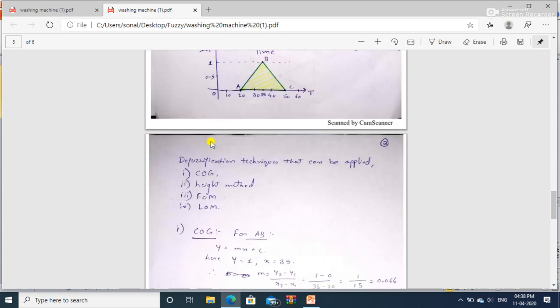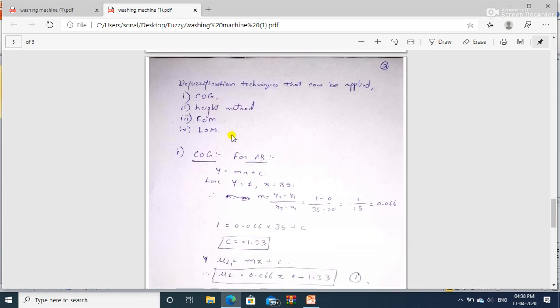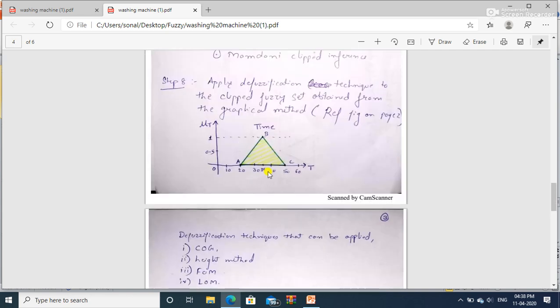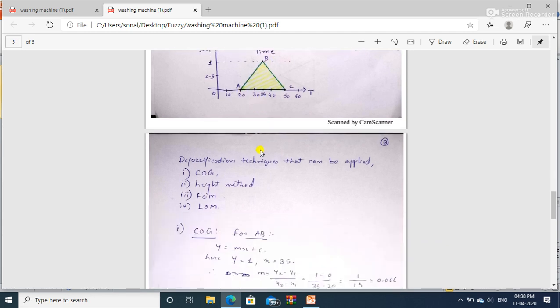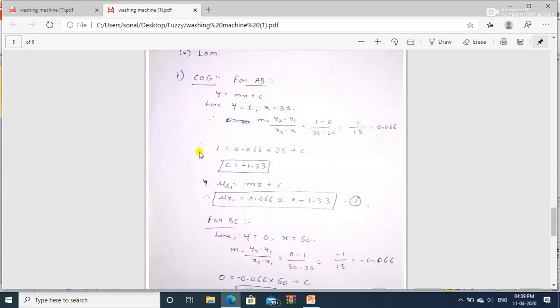So we can see here this is the triangle which has been selected, and then we have applied the center of gravity method for this. For AB, first, this section, we have considered a straight line equation y = mx + c. Then we have solved for the entire AB and BC using this method. So we can see here y = mx + c. This is the same method which we have learned in the class also.